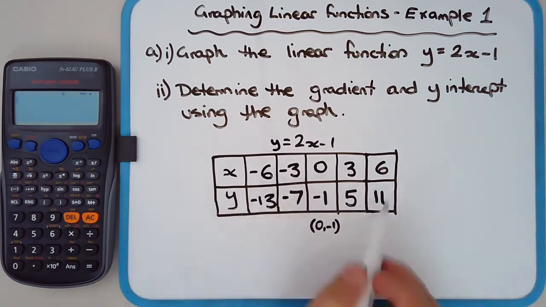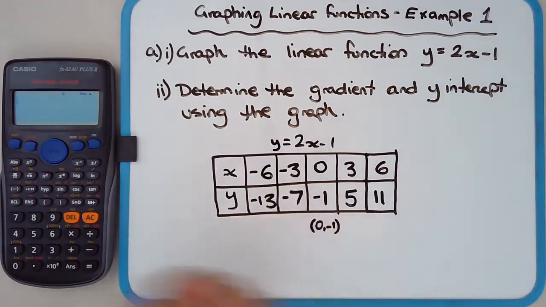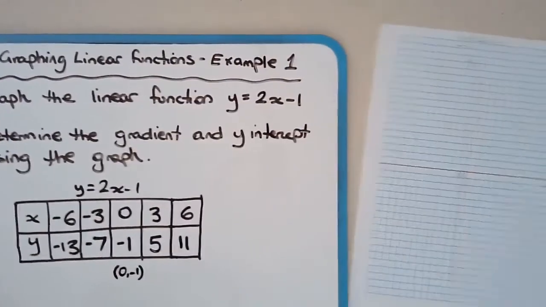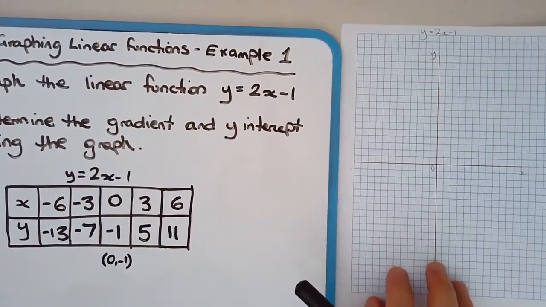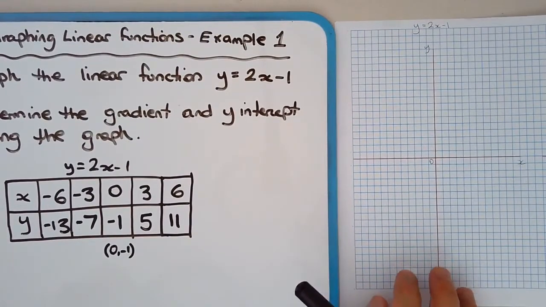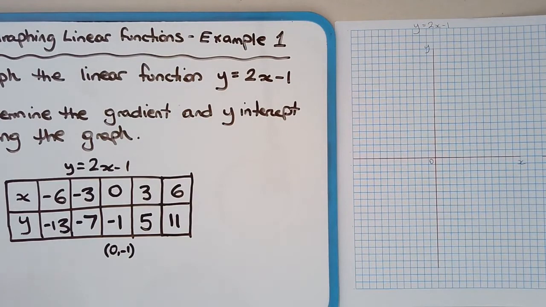Now we have 5 coordinates, or 5 points, and their coordinate pairs. So let's use some graph paper now. Hopefully you can see that okay. All right. What I'll do first is I'll plot the points.